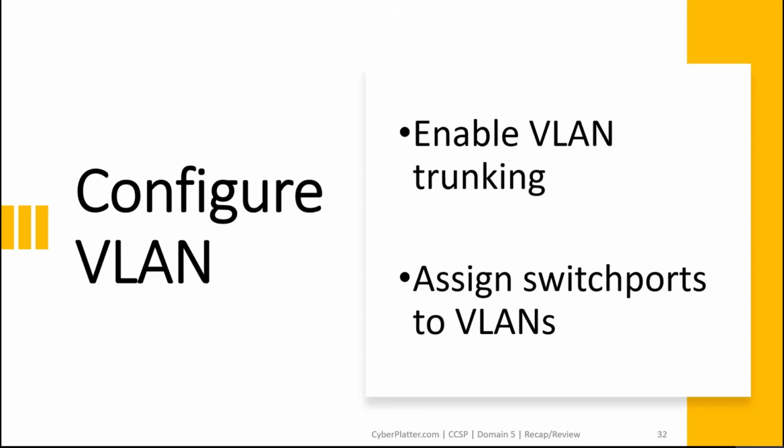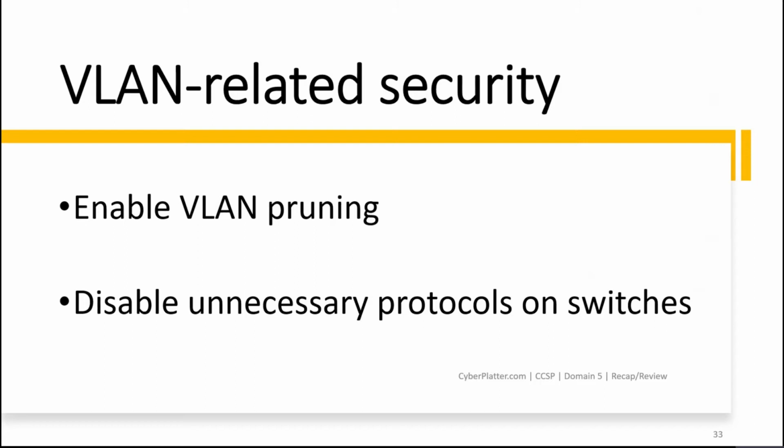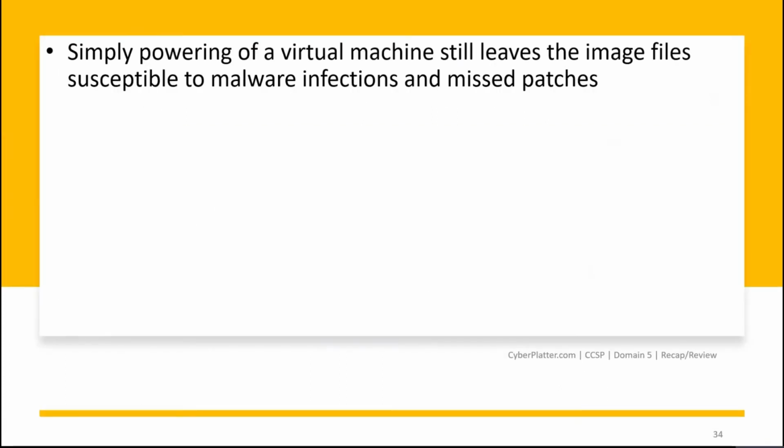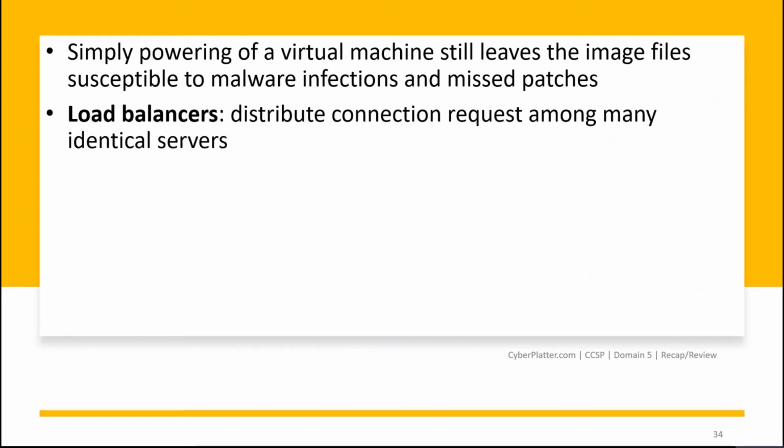Enable VLAN trunking. Assign switch ports to VLANs. VLAN-related security: enable VLAN pruning. Disable unnecessary protocols on switches. Simply powering off a virtual machine still leaves the image file susceptible to malware infections and missed patches.